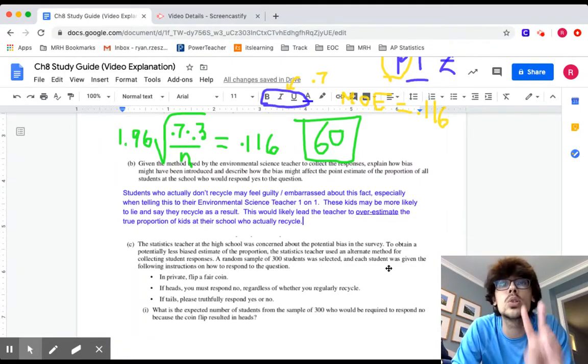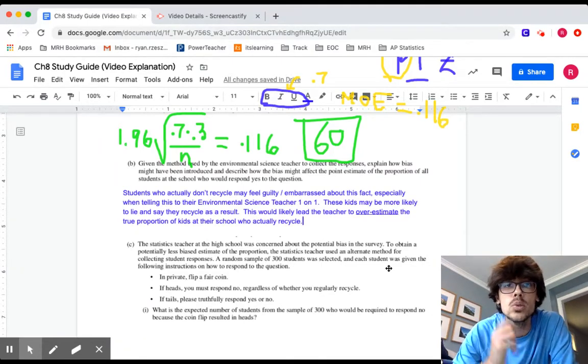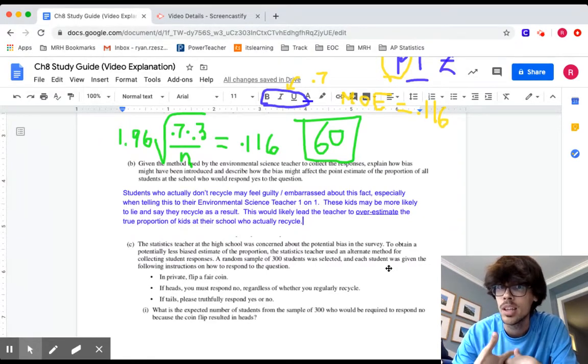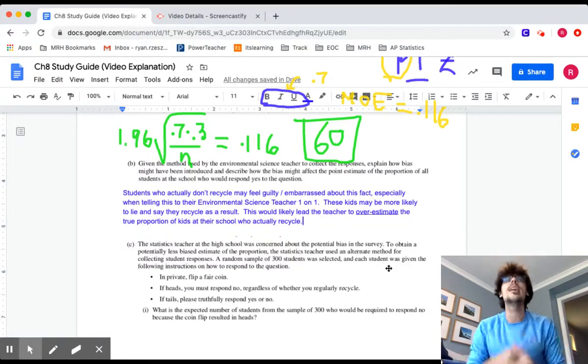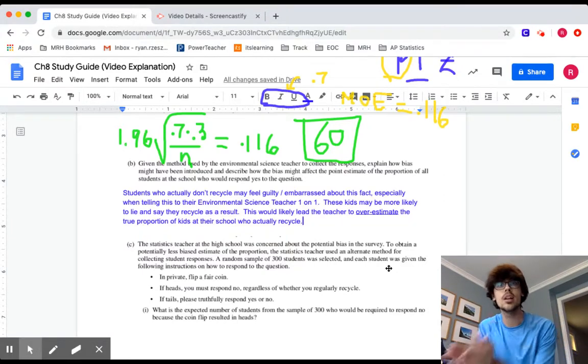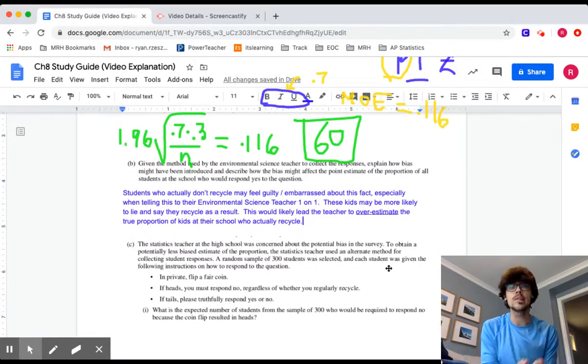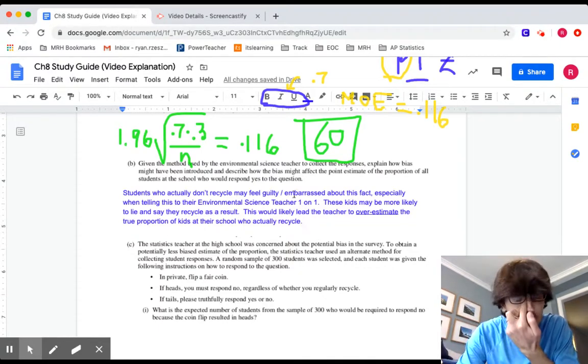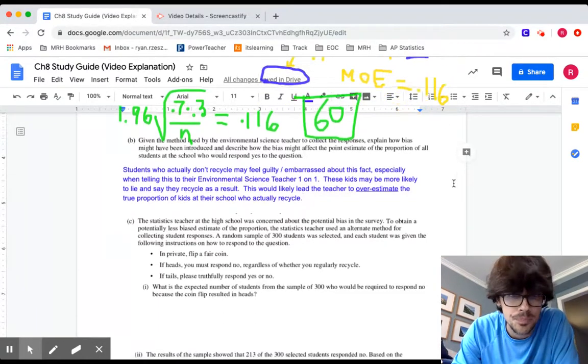But remember, there are two things you must do when you talk about bias. One is identify the source of the bias. I'm your environmental science teacher. You might be embarrassed to tell me if you don't recycle. The second thing you have to do is talk about whether that'll lead to an over or an underestimate of the real answer. So if people are lying to me, my estimate for the percentage is probably an overestimate. It's probably higher than the actual percentage. So make sure you address those two features in your answer like I did right there.